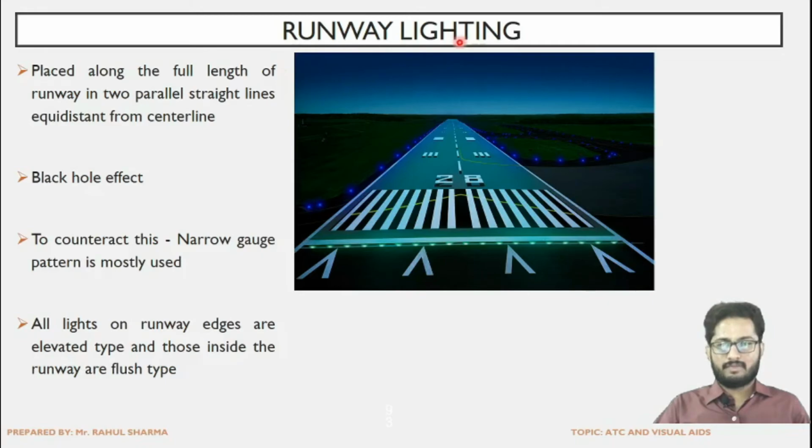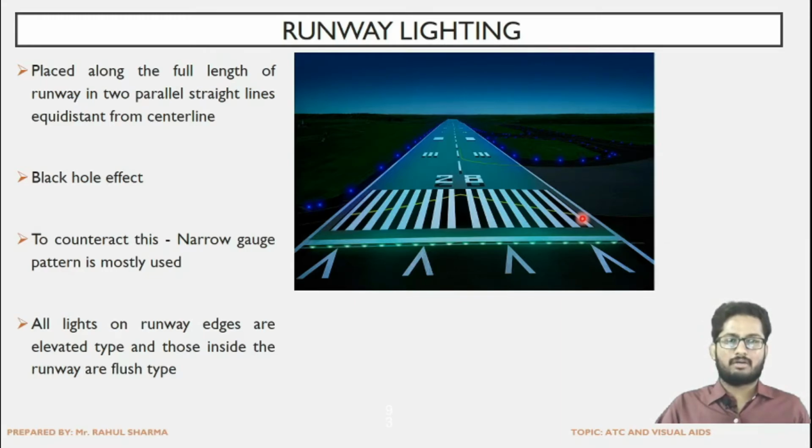Next are the runway edge lights, placed along the full length of the runway in two parallel straight lines, equidistant from the center line. Now there is a term called the black hole effect. Previously, the lighting facility was only provided along the edges, and there was no lighting facility on the runway pavement itself.